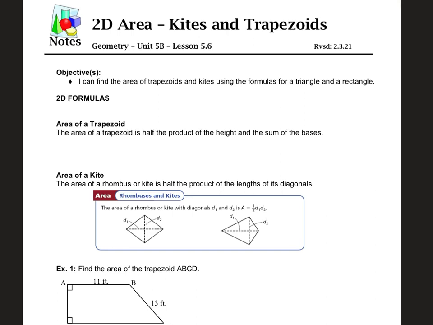Okay, for today's lesson, we're going to talk about area of kites and trapezoids. So starting off with the area formula for a trapezoid, it is 1/2 base 1 plus base 2 times our height. Okay, then looking at a kite will be something new for some of us. The formula for area of a kite is right here. 1/2 times diagonal 1 times diagonal 2.